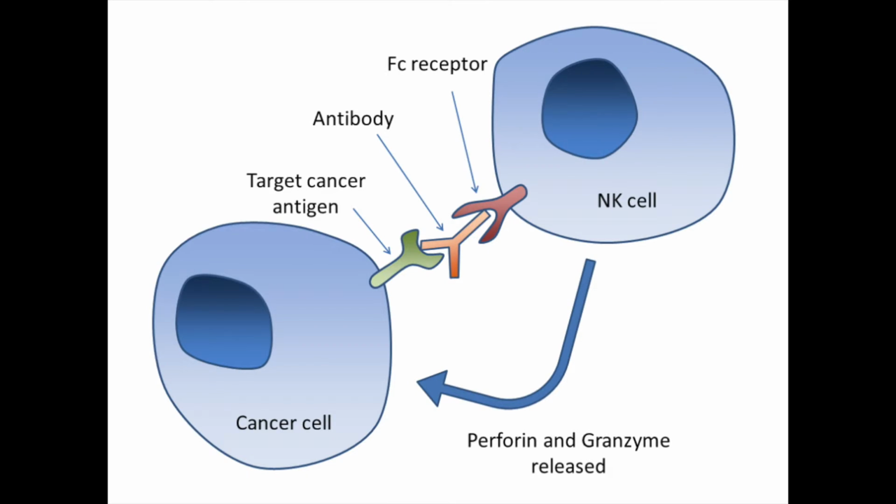So after the NK cell discovers these infected cells, they kill the infected cell by releasing cytotoxic granules inside of them, which are basically toxic chemicals that make the cell lyse or burst.